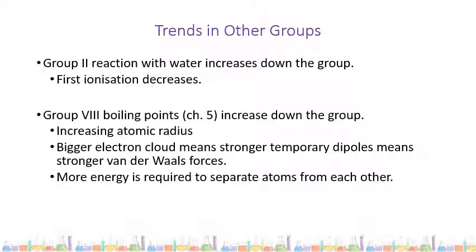Group 8 boiling points, we mentioned these in chapter 5. They will increase down the group for the exact same reasons we just discussed for group 7. Increasing atomic radius, bigger electron cloud, stronger temporary dipoles, and so more energy is required to separate these atoms from each other.